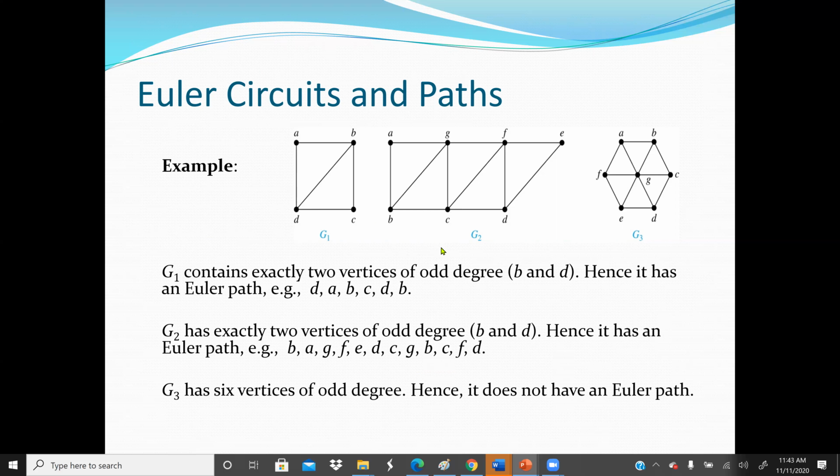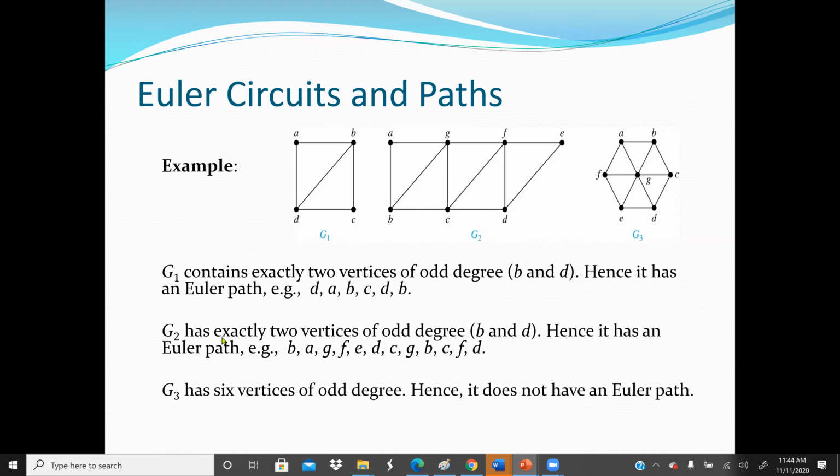Now let's look at G2. We have two, one... so I think we don't have a circuit, because I can see at least one odd degree. But let's see if we have more than two odd degree vertices. We have one odd degree here. B also is an odd degree. C also is odd degree. So since we have more than two odd degree vertices and some even degree, it means we have no Euler circuit and also no Euler path.